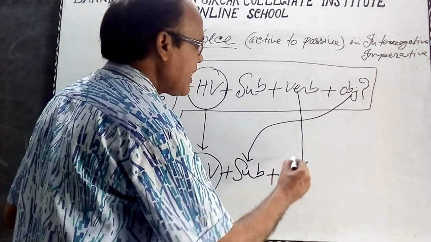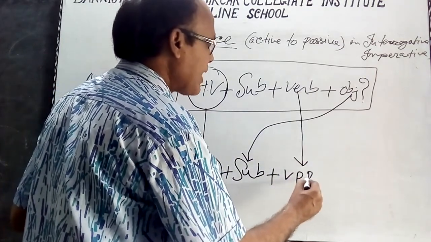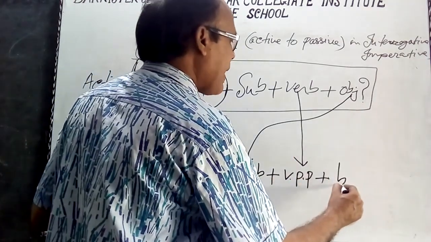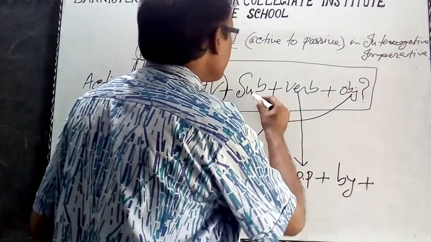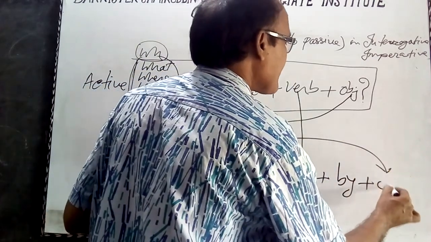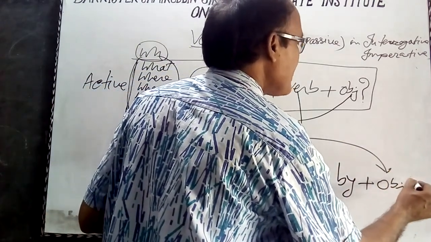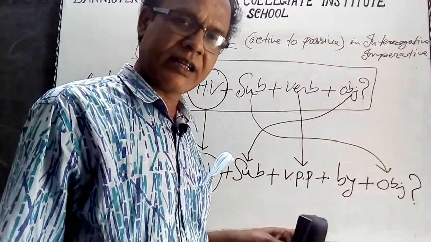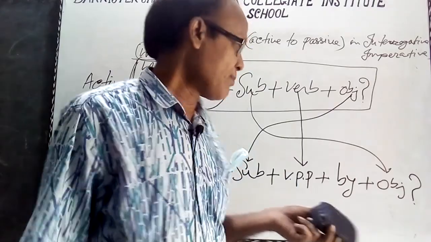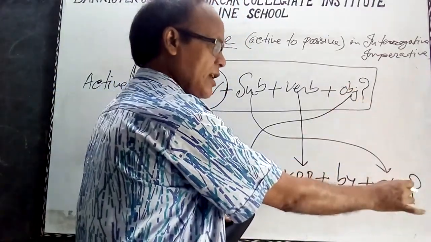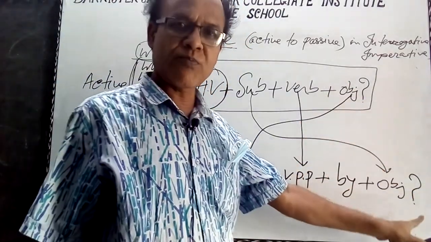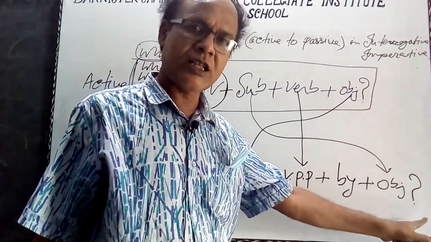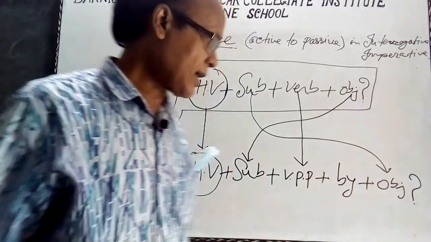Then the verb will be in the past participle form. Then by, and the subject will be the object. And at the end there will be an interrogation mark. We must put an interrogation mark in passive voice. Active has an interrogation mark, so passive must also have an interrogation mark.